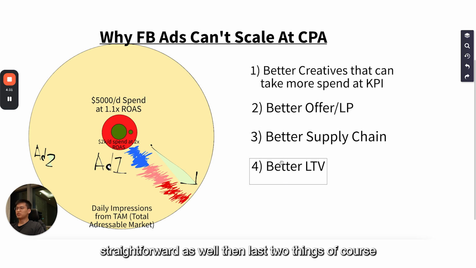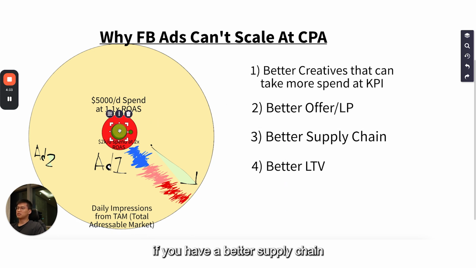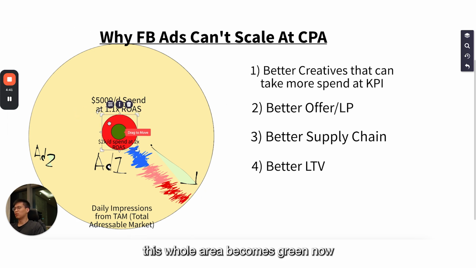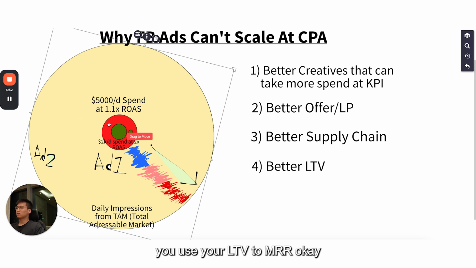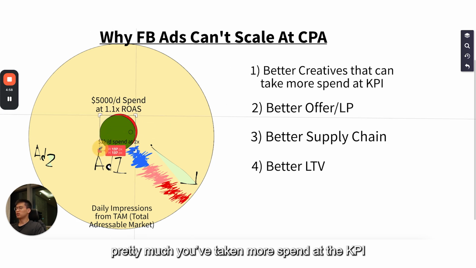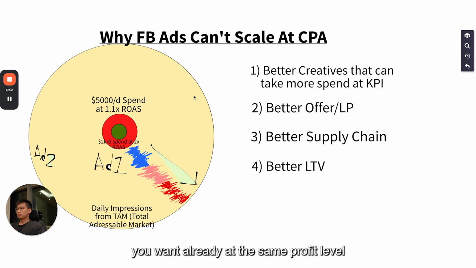Then last two things, of course, better supply chain and better LTV. If you have a better supply chain, this red area, maybe 1.1x ROAS, maybe you're profitable there. This whole area becomes green now. Scale. Or LTV as well. If you're at 1.1x ROAS, but then you're profitable after like 2 months, reduce your LTV to MRR, okay, this whole area becomes green now. Pretty much you've taken more spend at the KPI you want already at the same profit level.